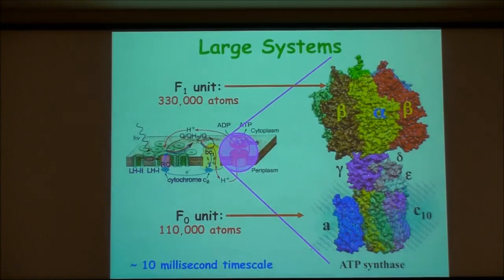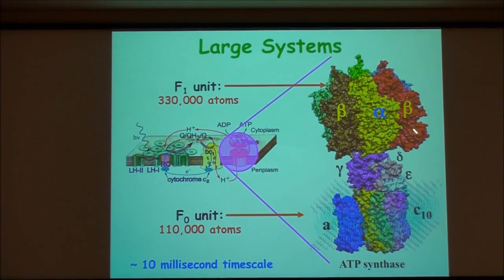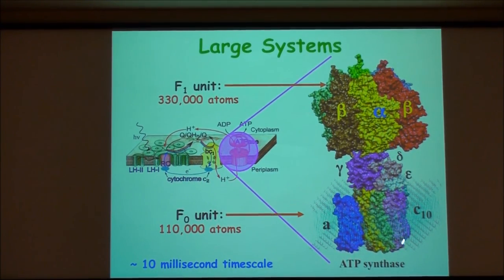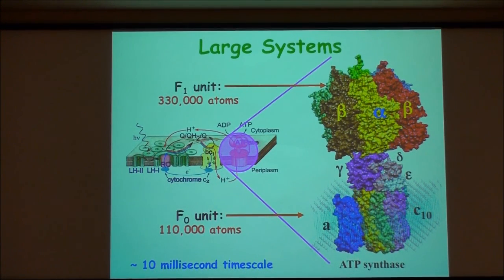So this is one example. This is a biological system, ATP synthase. This is the protein that produces ATP in your body. Every day you produce your weight of ATP using this machine. It uses the proton gradient across the membrane as a source of energy and generates ATP.